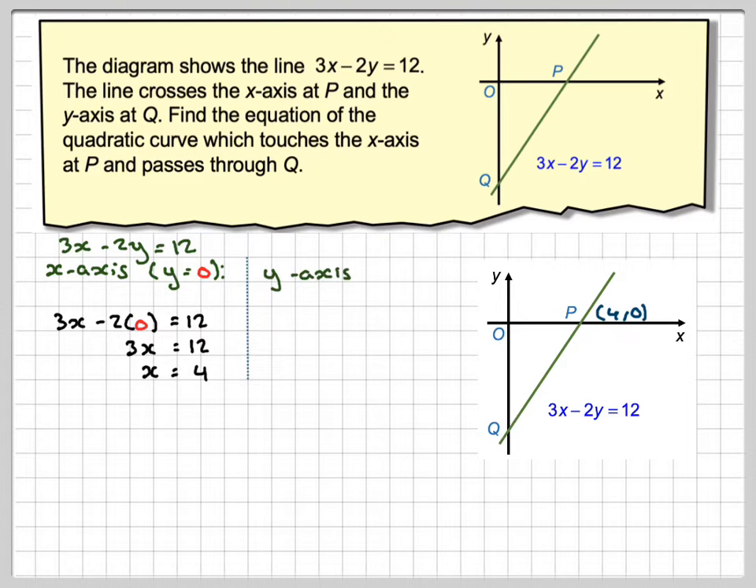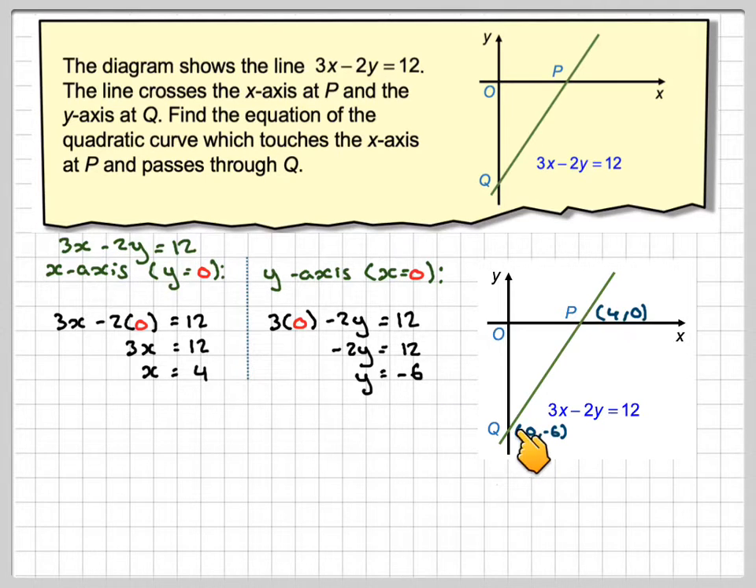And then on the y-axis, x is equal to 0. So this is the line x is equal to 0. So substitute x is 0 into this. We're going to get 3 times 0 minus 2y is 12, which is minus 2y is equal to 12. Be careful of that minus sign. And therefore y is minus 6. That gives me the point here, 0, minus 6.